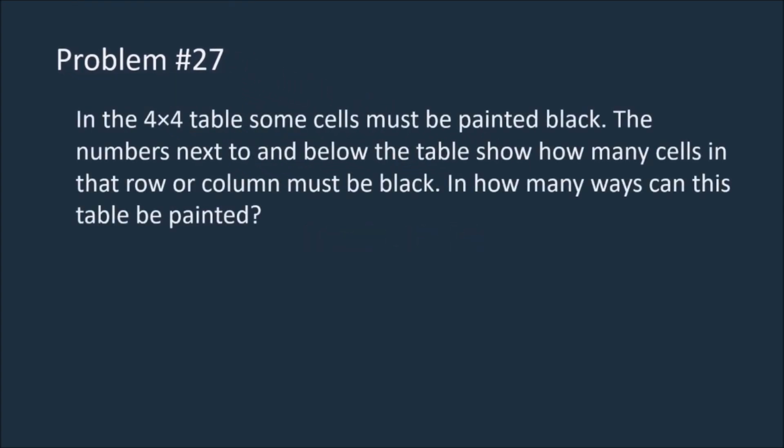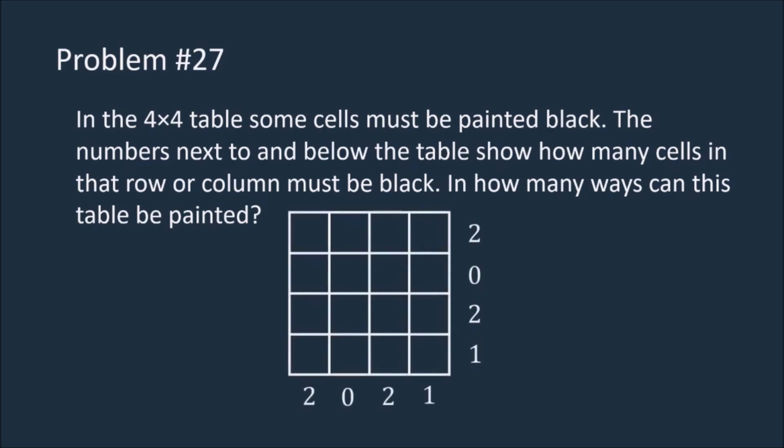Problem number 27 states, in the 4x4 table, some cells must be painted black. The numbers next to and below the table show how many cells in that row or column must be black. And how many ways can this table be painted?